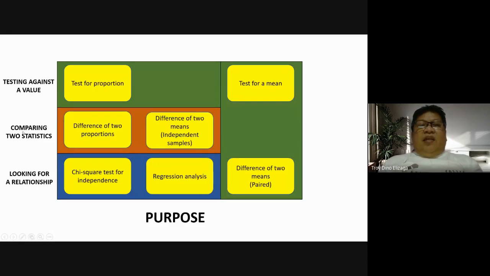And if we are comparing two statistics, the statistical tests that fall under the red area can be used: difference of two proportions or difference of two means using independent samples. And finally, if you're looking for a relationship, so the area within the blue field, the chi-square test for independence and regression analysis will be used.